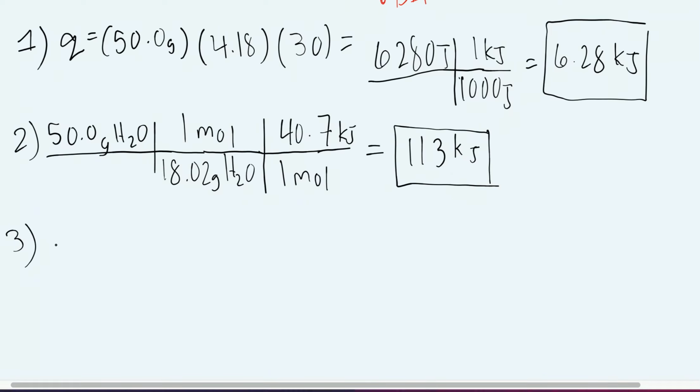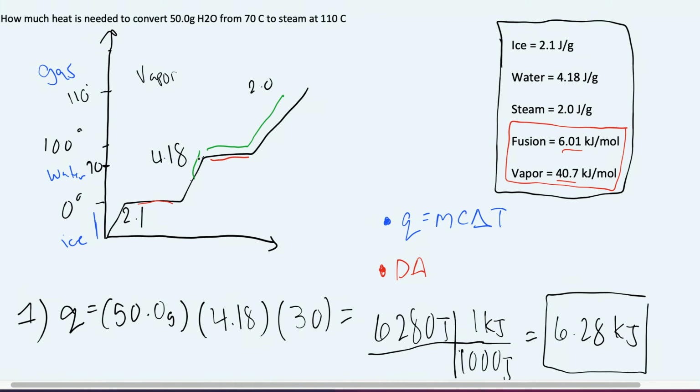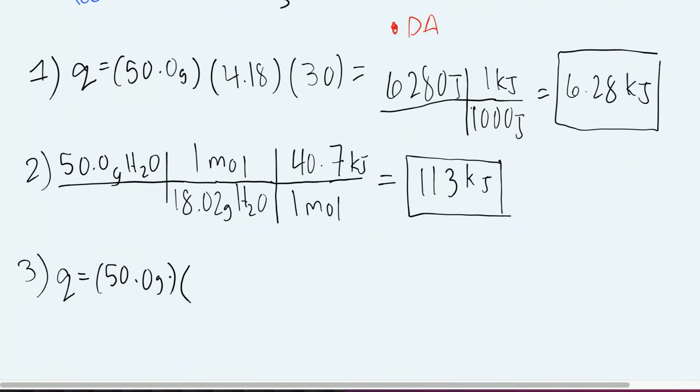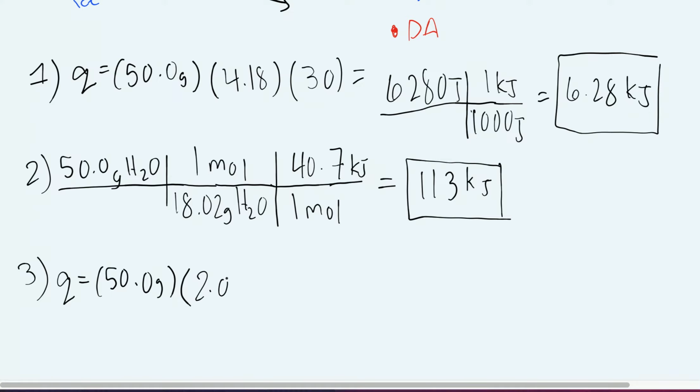So you go to Q equals 50.0 grams of water. But now here's the very important part: your C value is different now, okay? We are not at water anymore. We are now at gas, we are at steam, so we have to use 2.0 now. So 2.0 is going to be our C value in our Q equals MCAT equation. This is very important.